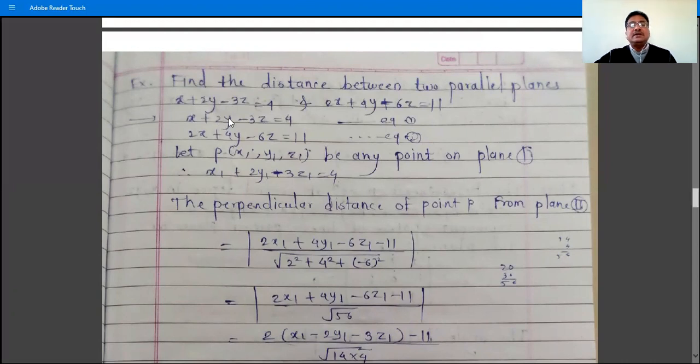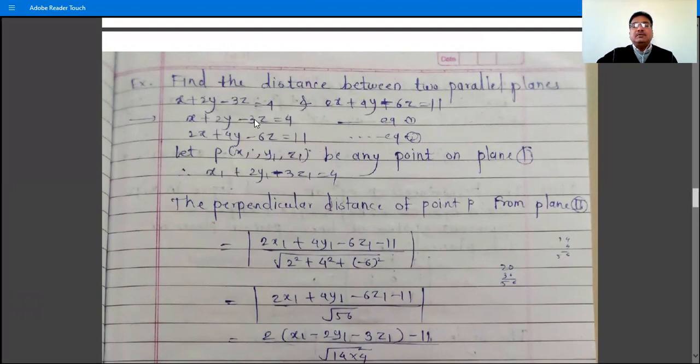This means these two planes are parallel because their coefficients of x, y, z are proportional, and we have to find the distance between the two planes. So take any point, suppose P(x1, y1, z1) is any point on the first plane. Then this point satisfies equation number 1, that is, x1 plus 2y1 minus 3z1 is equal to 4, because this point lies on the first plane.